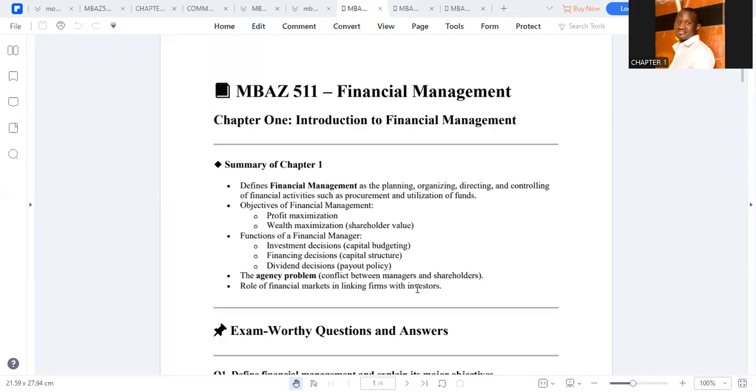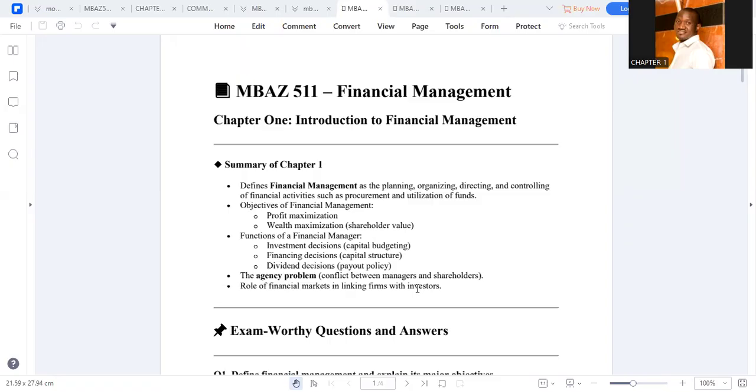So in this class, we basically want to understand what financial management is and also look at how to calculate the time value of money. So in this introduction, we should be able to understand the objectives that financial managers have, which are profit maximization and wealth maximization. These are two different things.